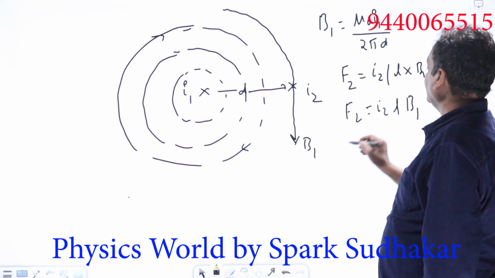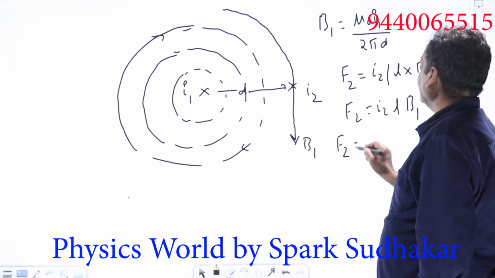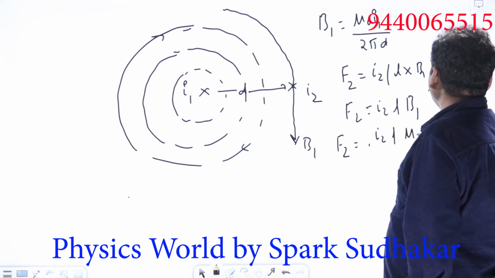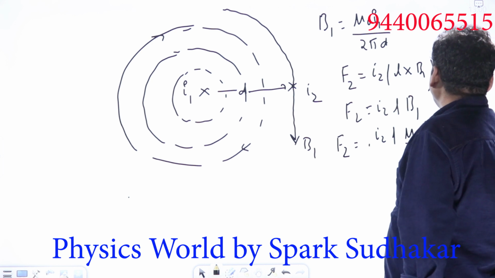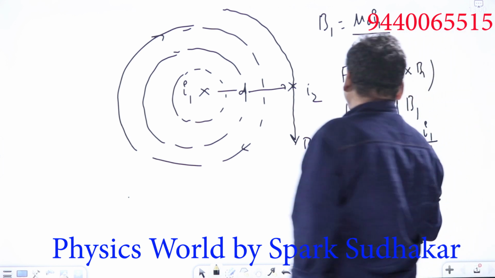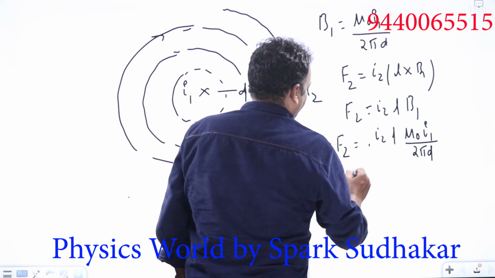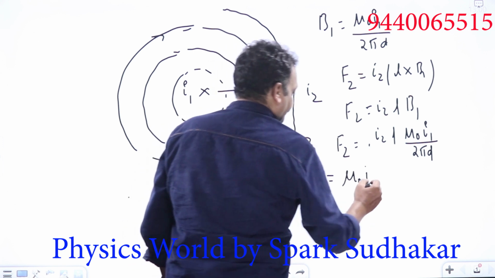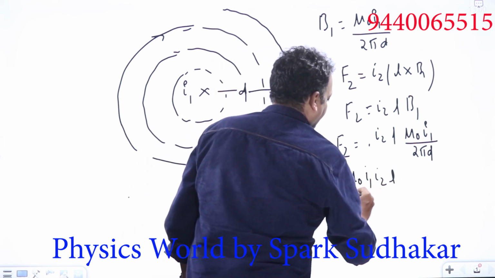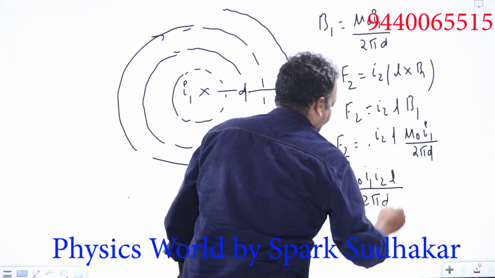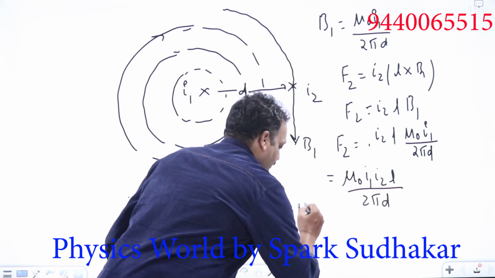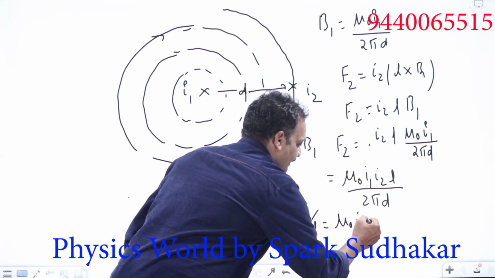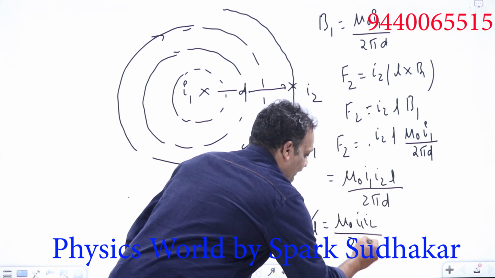What is B1? Substitute the value of B1 here. The force on the second wire F2 equal to I2 L, where B1 is mu naught I1 by 2 pi D. That is equal to mu naught I1 I2 L by 2 pi D. Bring that L to the side. Force per unit length of the second wire, F2 by L, equal to mu naught I1 I2 by 2 pi D, right?